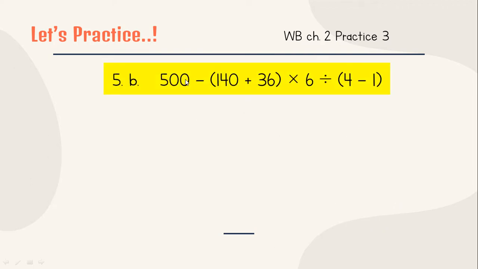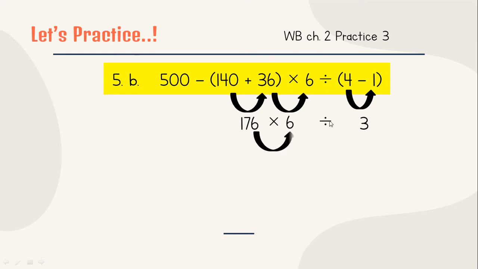5b. 500 minus, within the bracket, 140 plus 36, times 6, divided by, within the bracket, 4 minus 1. First step, within the bracket. So 140 plus 36, 176. Do we have another one? Yes, this one. 4 minus 1, 3. After that, multiply and divide. So multiply first. Times 6 and divided by 3, right?